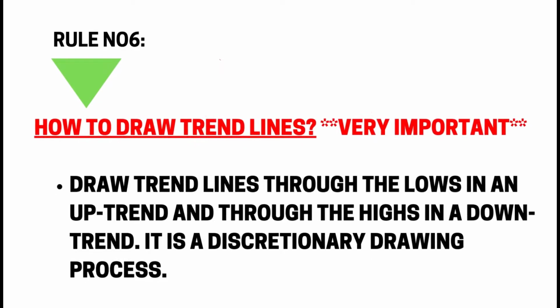So one of the most important rules, and what you've all been wanting to know, is how do you draw these trend lines actually on the charts? Well, you draw trend lines through the lows in an uptrend and through the highs in a downtrend. And remember that rule is a discretionary drawing process. So for an uptrend, the lines go under the data, and for a downtrend, it's above the data.